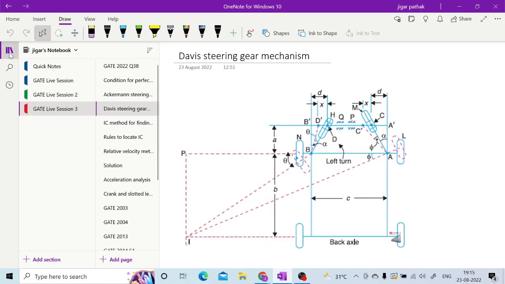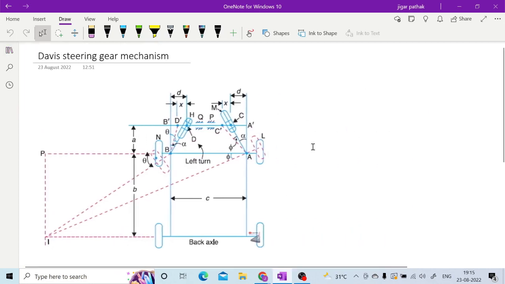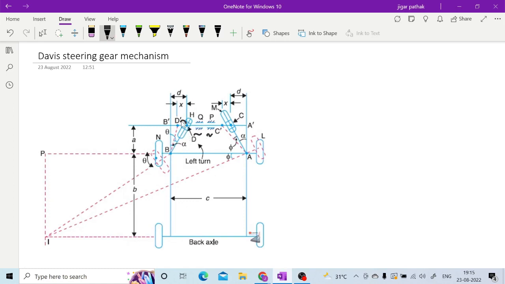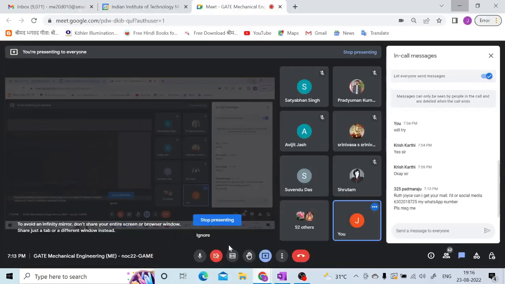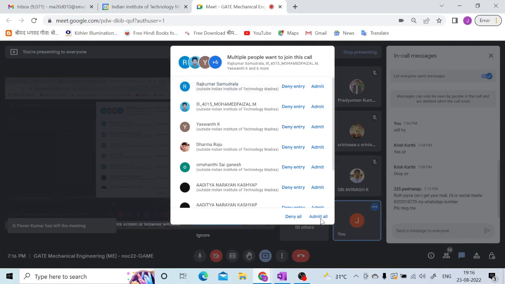Okay, sir. Now the second one is this Davis steering gear mechanism. So as you can see, in Davis steering gear mechanism, you are having two sliding pairs here, right? This is a slider, this is a slider. So in this Davis steering gear mechanism you are having two sliding pairs and two turning pairs, right? So Davis steering gear mechanism has a more perfect condition for steering, or it is more exact, rather, right? But as it has sliding pairs, it is not generally used because sliding pairs have more wear and tear. So this is how you are having these different kinds of steering gear mechanisms, right?